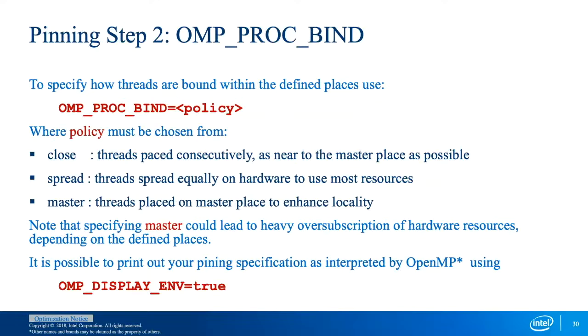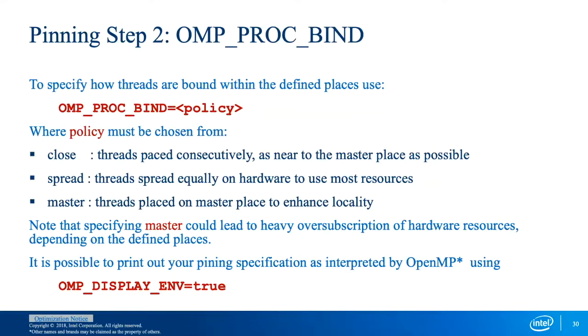Spread does the complete opposite. It spreads the threads through the system, but it is a little bit different from the KMP affinity scatter. The scatter does round robin. The spread is a little bit more intelligent. It spreads through the system, but threads 0 and 1 are consecutive in the hardware. So they're as close as possible in the hardware while still using all of the hardware that is possible to use.